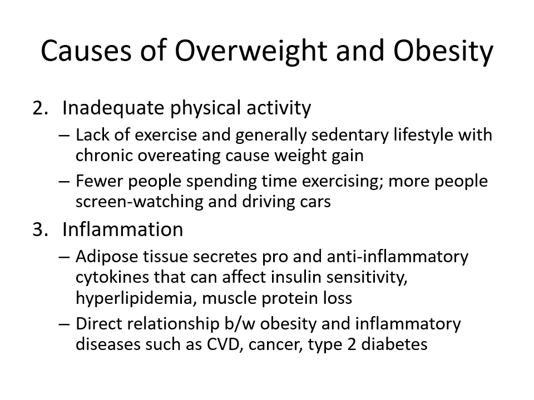And again, our focus here is looking at health with inflammation. Adipose tissue, again, is not neutral. It actually does secrete hormones, as we discussed in previous slides. It also secretes pro and anti-inflammatory cytokines that can affect insulin sensitivity, hyperlipidemia, and muscle protein loss. So there's a direct relationship between obesity and inflammatory diseases such as cardiovascular disease, cancer, and type 2 diabetes.